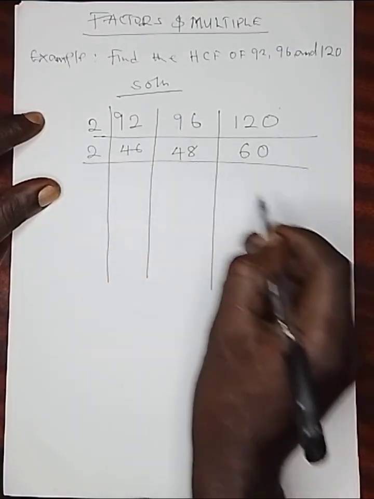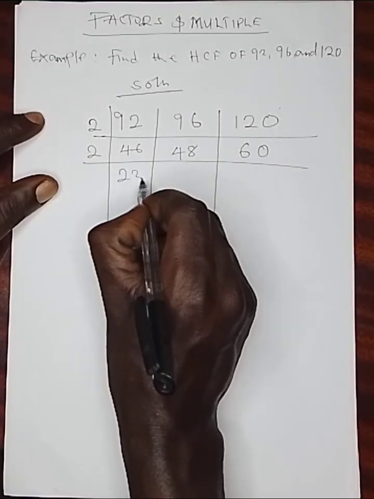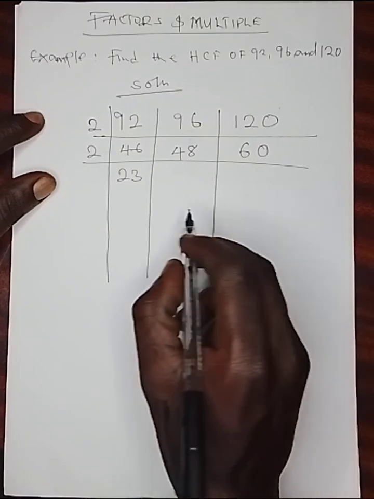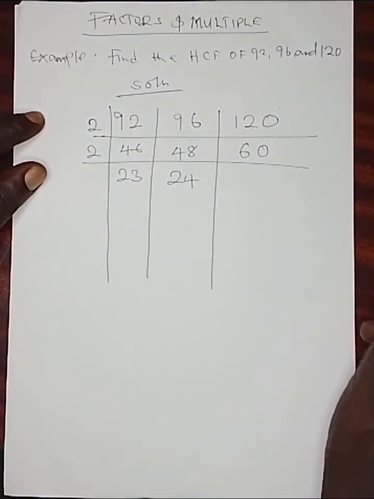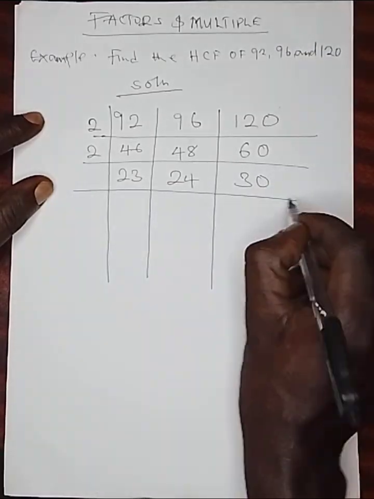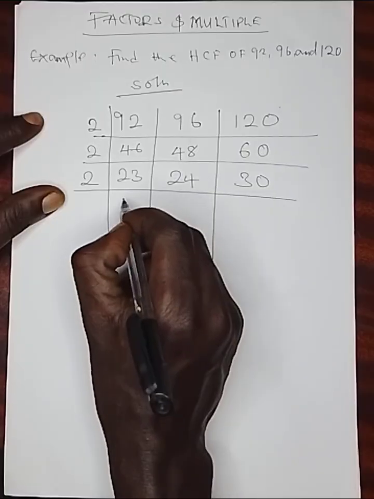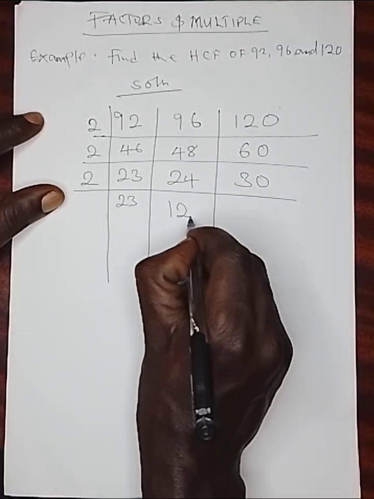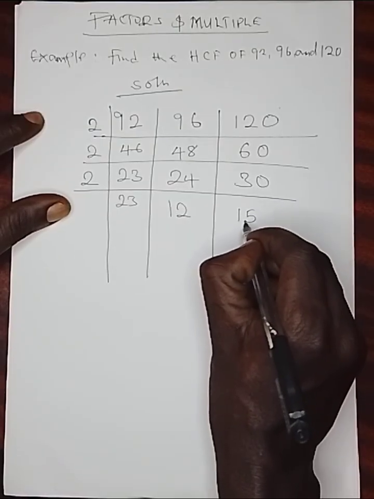Again, you divide by 2. So 46 divided by 2, you get 23. Then 48 divided by 2, you get 24. Then 60 divided by 2, you get 30. So again, still you divide by 2. 23 divided by 2 still remains 23. Then 24 divided by 2, you get 12. 30 divided by 2, you get 15.